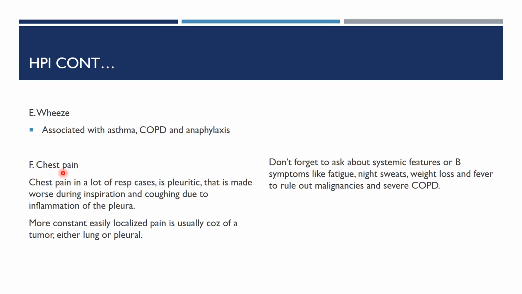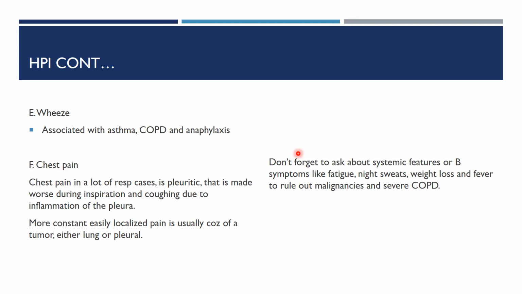That's in most cases. But if you find it's more constant or easily localized pain, like right-sided chest pain that never seems to go away, that's usually a tumor. Really, really bad. But it's usually a tumor, either lung or pleural, or a consolidation. There's something there.